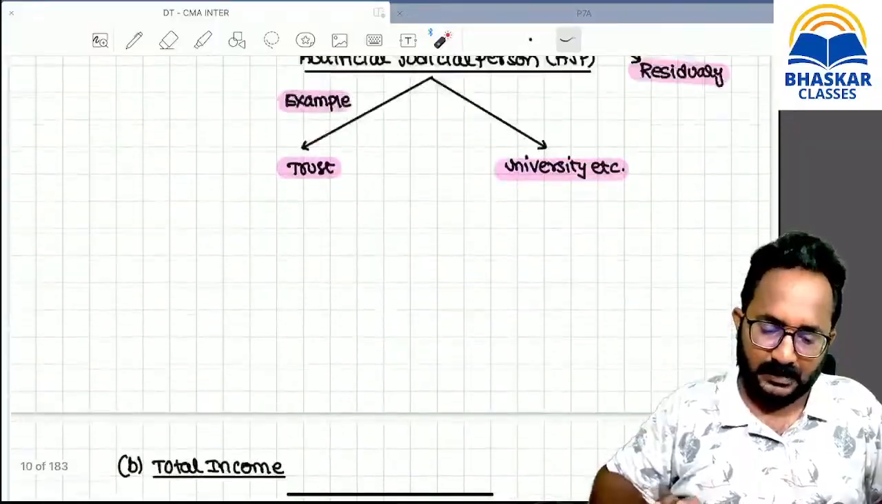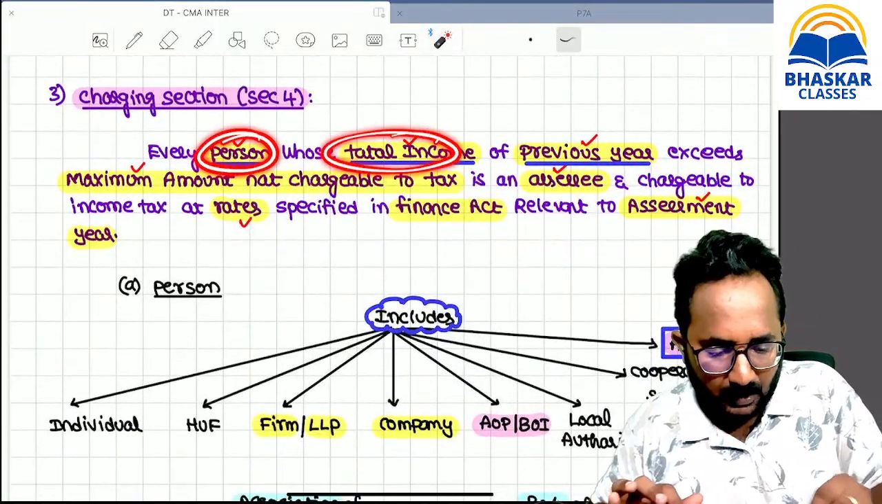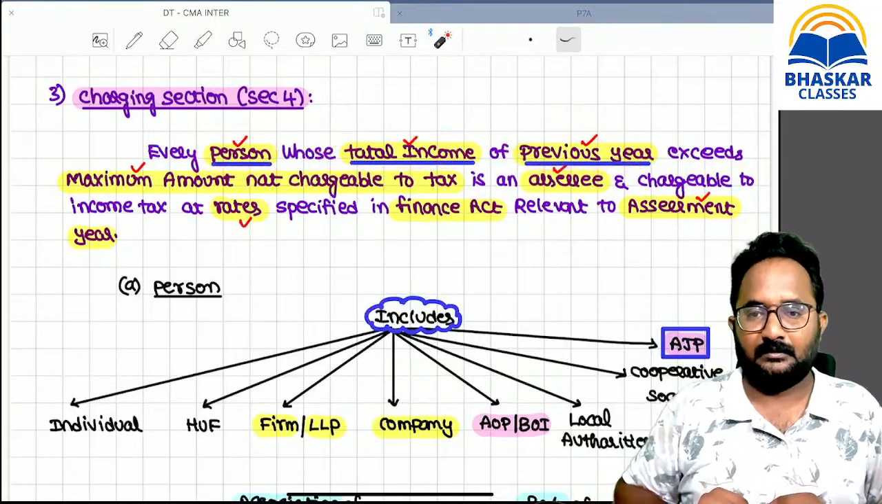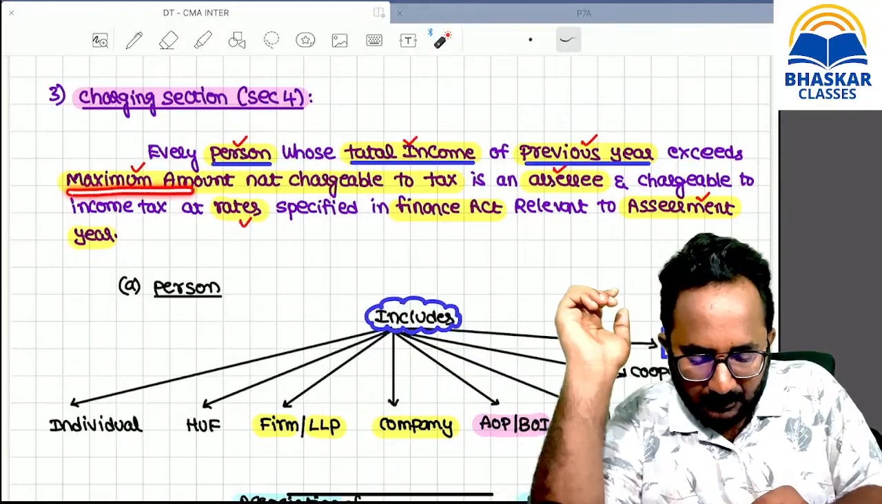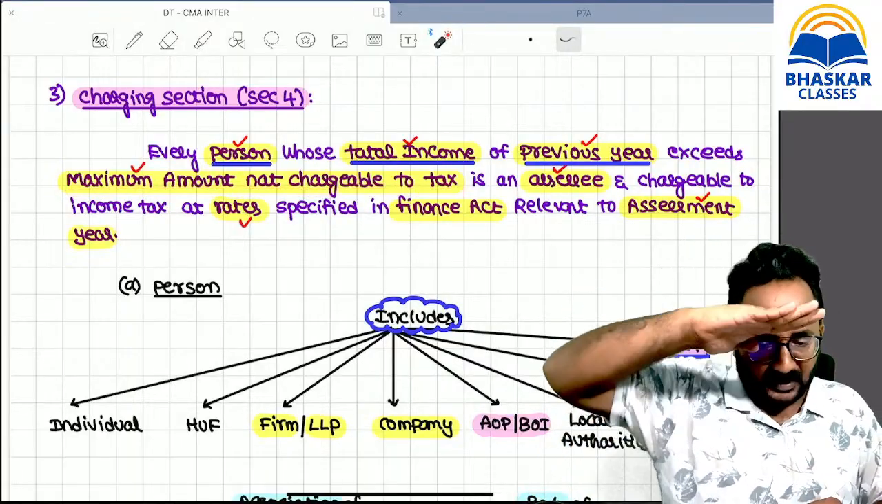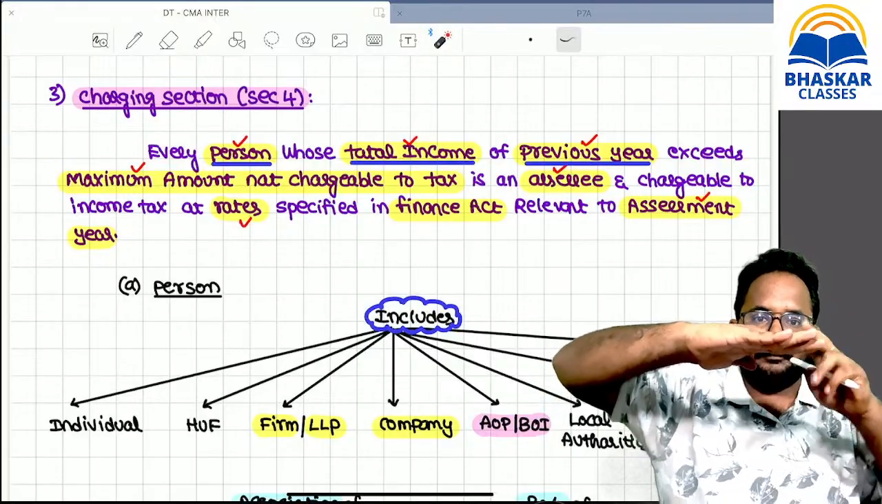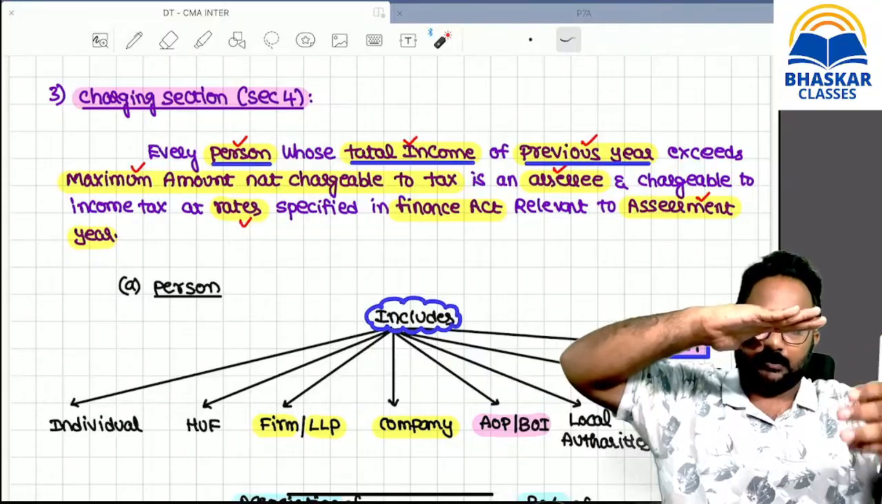Okay sir, we calculated one person's total income of the previous year. If that exceeds the maximum amount not chargeable to tax, they have set one limit. This is a maximum limit. Below this maximum limit, no need to pay the tax.